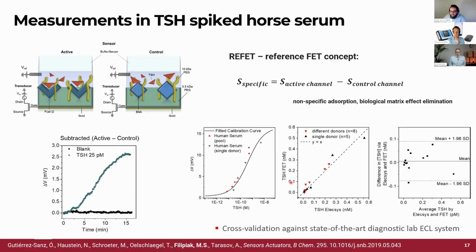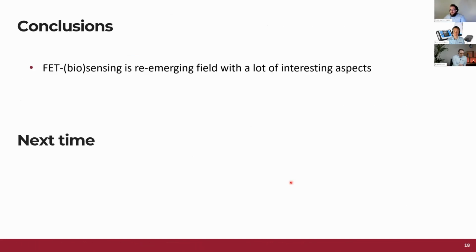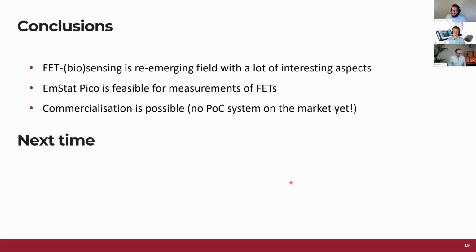So with this, I would like to conclude for now. What we got to know today is that FET biosensing is a re-emerging field with a lot of interesting aspects. And that also EmStat Pico, the PalmSens product, is feasible for measurements of those FETs, and that commercialization is definitely possible. But there are not so many examples of it. There is no point of care system on the market yet. So it is up to you to take up the challenge and maybe come up with one.